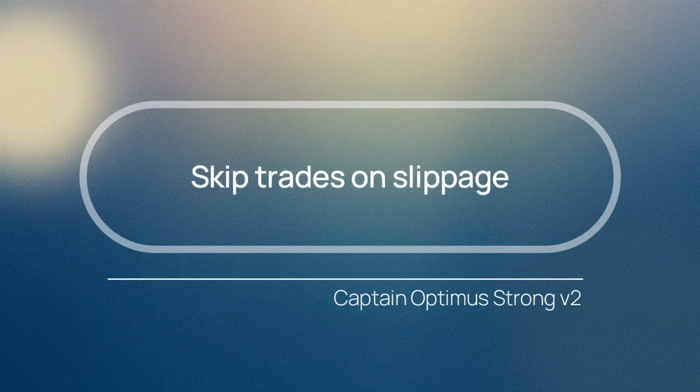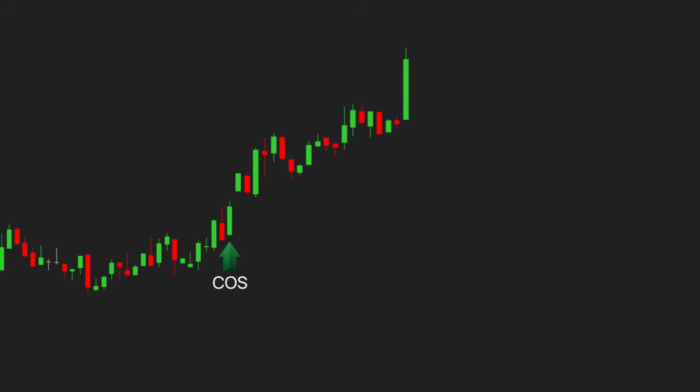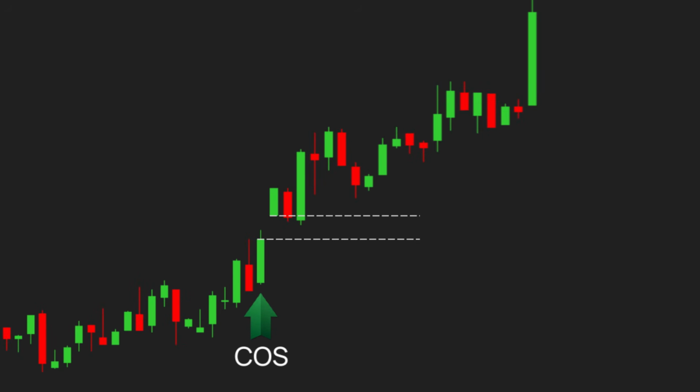Next is the skip trades on slippage feature. In this example, Captain gives a buy signal after the signal candle has closed. However, right after that, price moves too fast and gets too far away from the expected entry area. When that price difference exceeds the allowed slippage limit, the system will automatically skip the trade instead of entering at a worse price. The trader only needs to set the maximum slippage to control the entry condition.